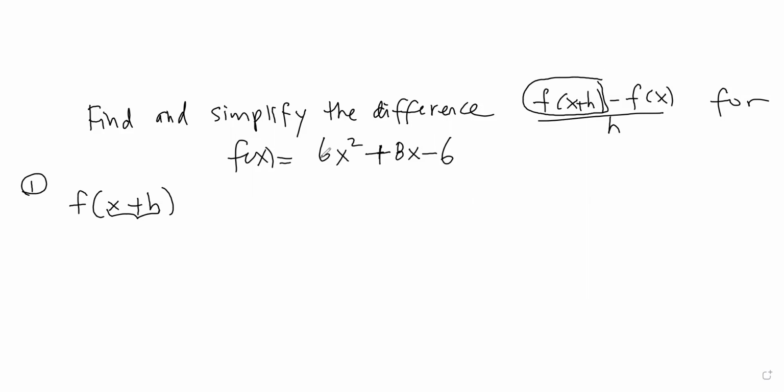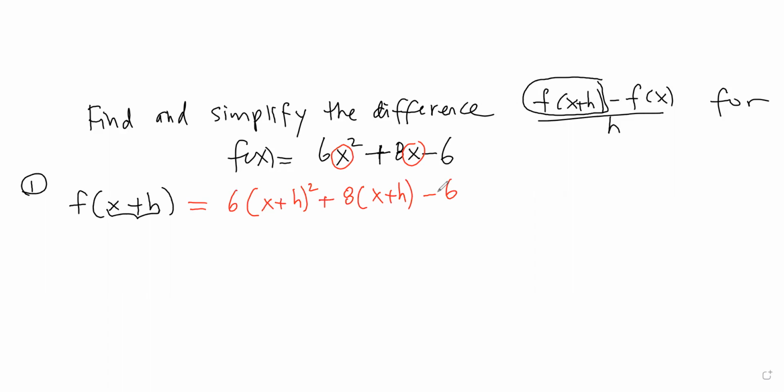So in the function f, we have two x's, right? One is right here, one is right here. So I'm just going to plug x plus h into x, which is going to be 6 times x plus h squared plus 8 times x plus h minus 6.